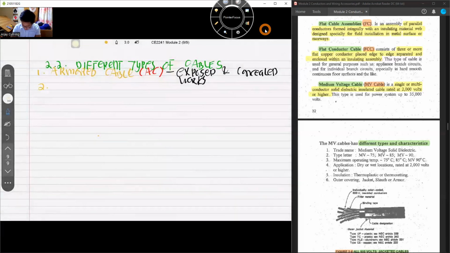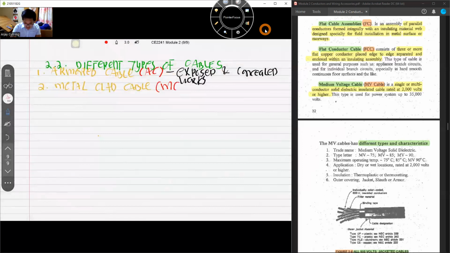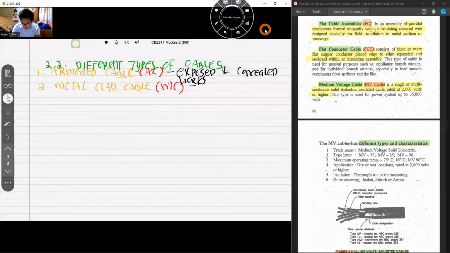Okay. Tapos, second type class. Parang parehas lang siya sa armored, pero this time tawag natin kasi is metal. Metal clad cable. Okay, so ang shortcut natin sa kanya class is MC. Okay, post. More or less class, it is used for service feeders. Service feeders, tapos yung branch circuits.